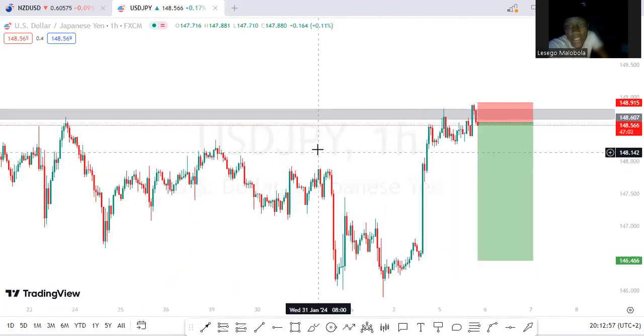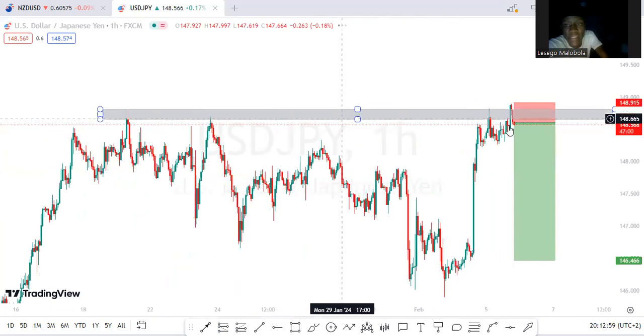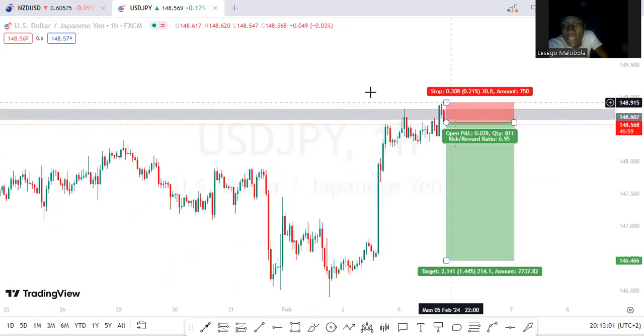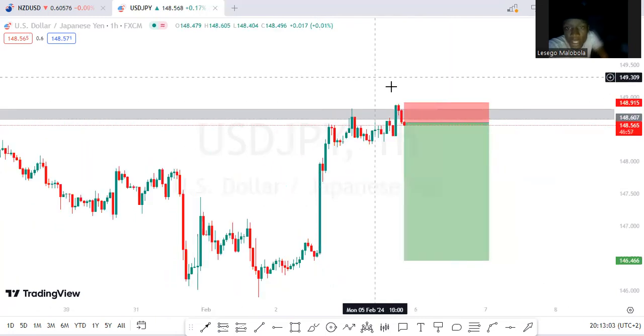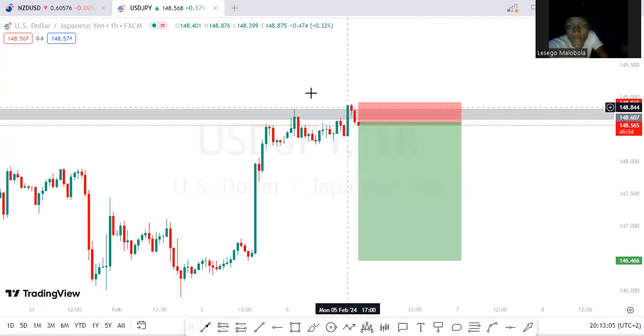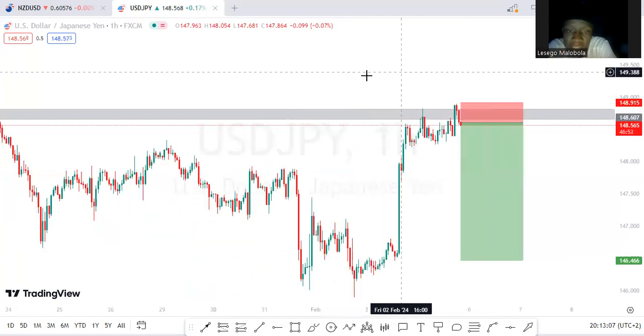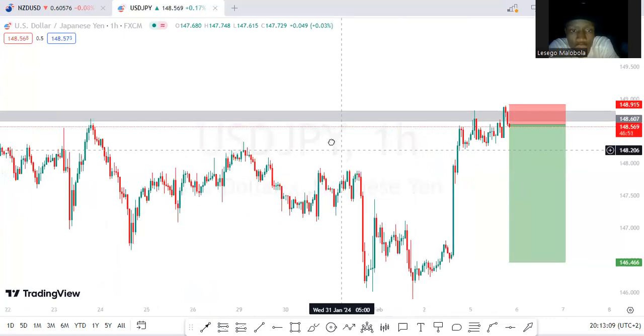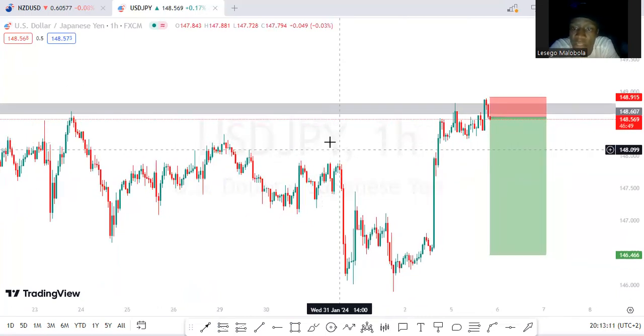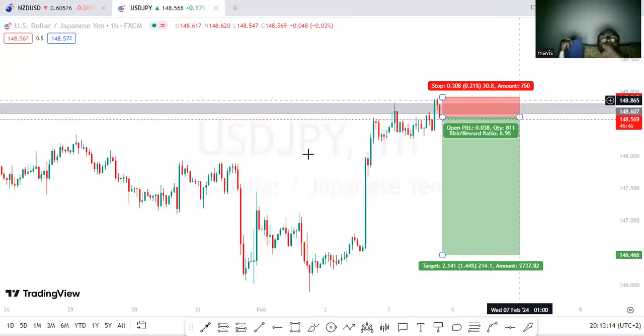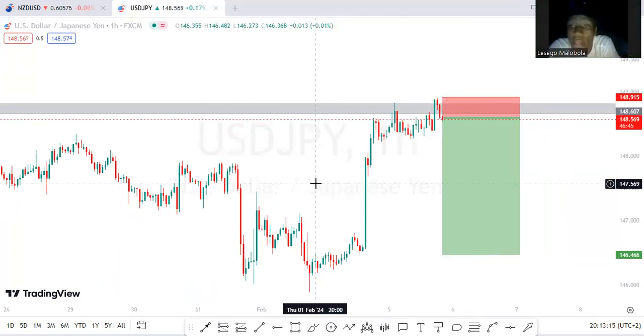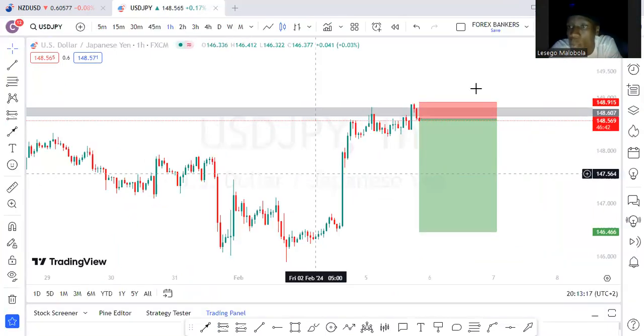You can clearly see it's been respecting here. And now we had an inside bar candlestick confirmation plus our bearish momentum confirmation. Clean setup, guys. This is a clean sell setup on USD JPY. Sells are actually valid now, right? So I'm just gonna jump onto another pair.